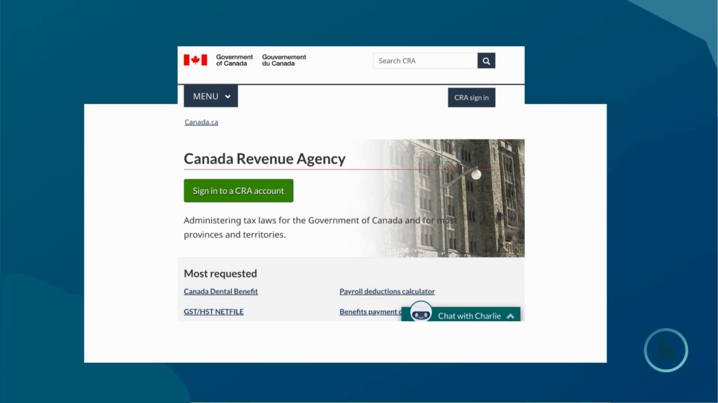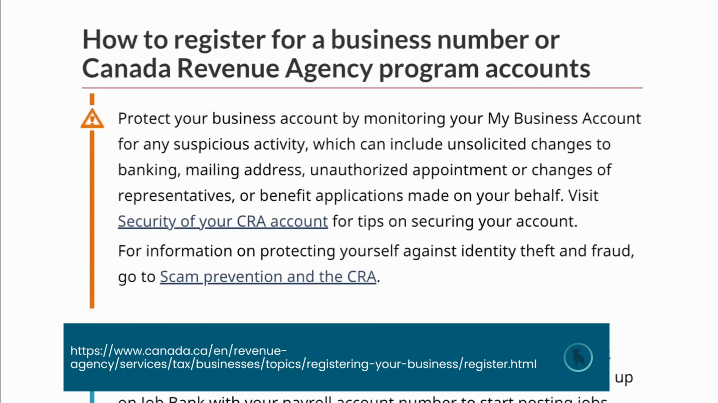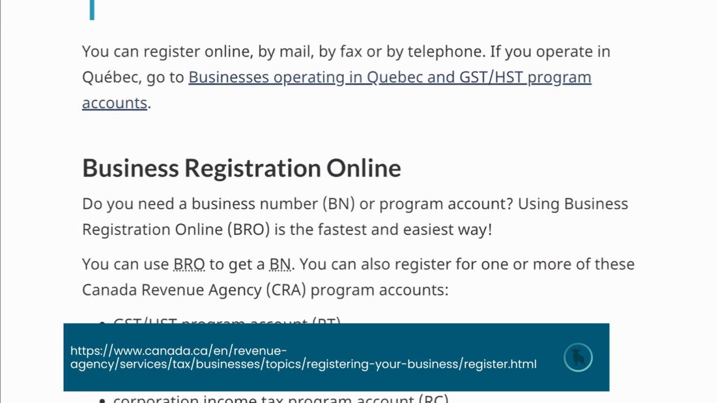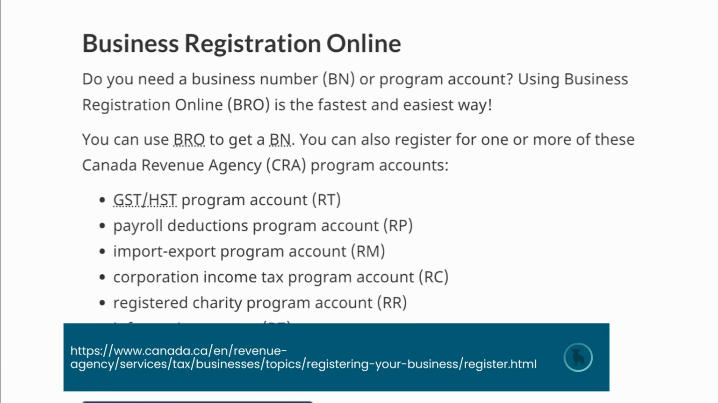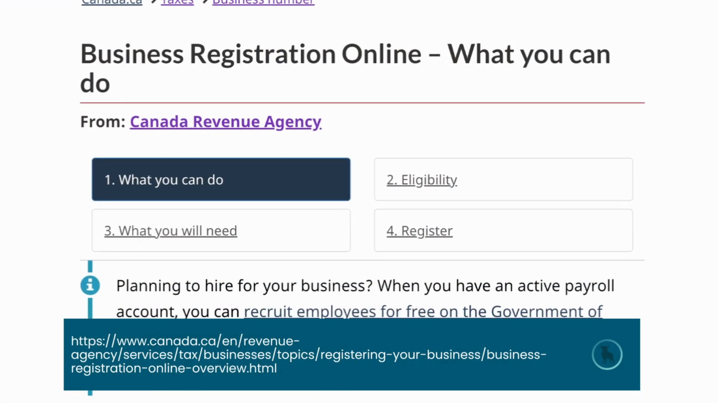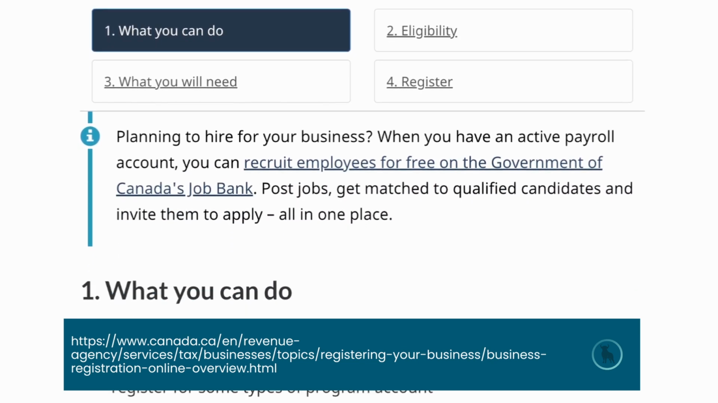Item number 5 is how to register for the HST. You can register your GST/HST on the CRA website. Generally, you will need to register for your business number before you can register for the GST/HST account. You may register for a BN, or business number, by using the online service at Business Registration Online, or BRO. This is the quickest way to register for a BN.